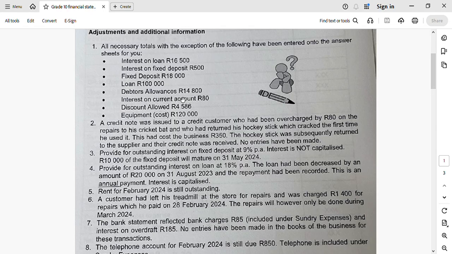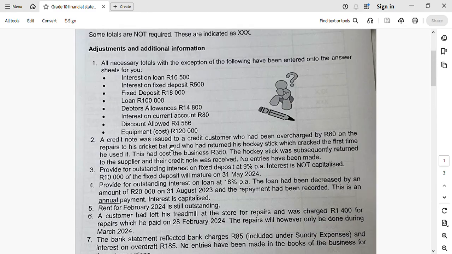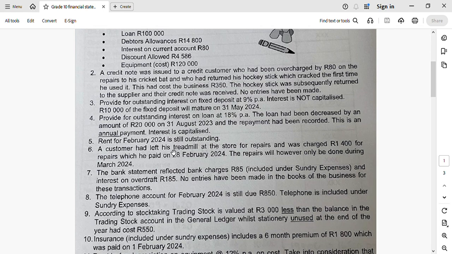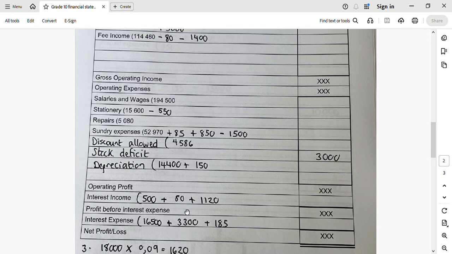Then we have debtors allowances. Debtors allowances, remember, you always subtract from sales. So your sales will decrease by that debtors allowance figure because you have no longer made that sale. Then we have interest on current account and discount allowed. Discount allowed is a normal expense. So you'll need to write that in there. And interest on current account, the 80 Rand, is interest income.